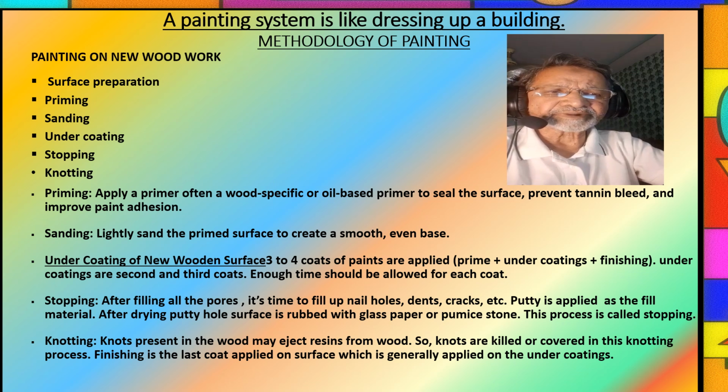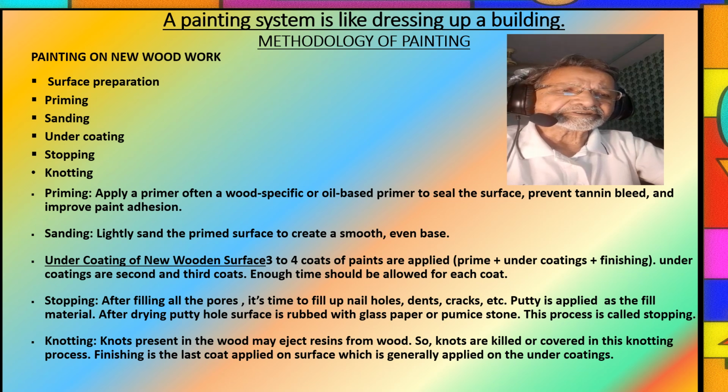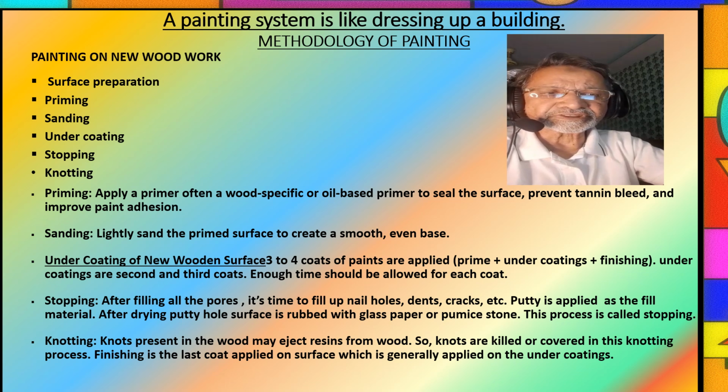Number 1, surface preparation. Number 2, priming. Number 3 is sanding. Number 4, undercoating. Number 5, stopping, and then it comes to knotting. So we will discuss all of these one by one. Surface preparation: sand the surface to a smooth finish and remove dust. Fill any cracks or holes with wood filler. Priming. What is priming? Apply a wood primer to prevent absorption of paint and to seal any knots in the wood.